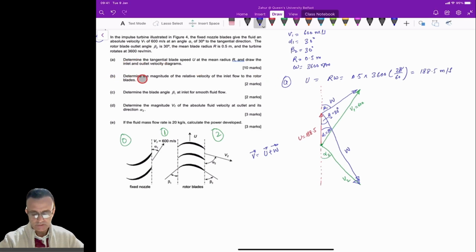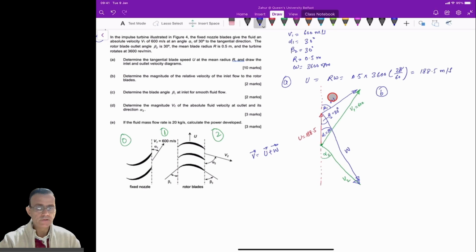So part B is to determine the magnitude of the relative velocity of the inlet flow to the rotor blade. To determine the magnitude of the relative velocity of the inlet flow to the rotor blade means you need to calculate this w, and obviously you will need to calculate the beta 1 in part C. So in part B, you need to calculate w.